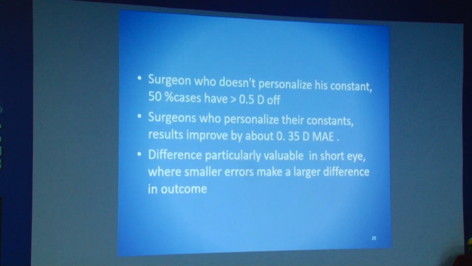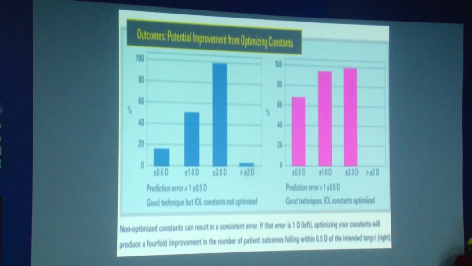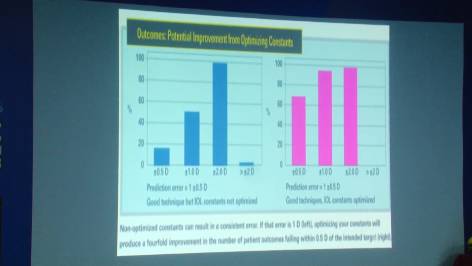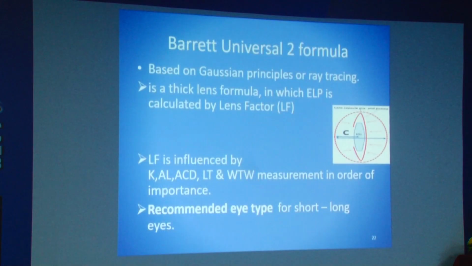Surgeons who do not personalize their constants have error of more than 0.5 diopter in 50% of their cases. So you see on the left-hand slide, if you don't optimize your constants, within 0.5 diopter it is only 18%, and this jumps to about 70% if you optimize your constants. And within 1 diopter it changes from 50 to 95%. That's a huge difference in your results.